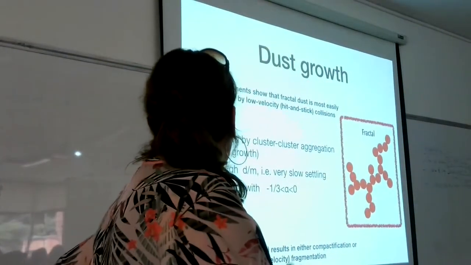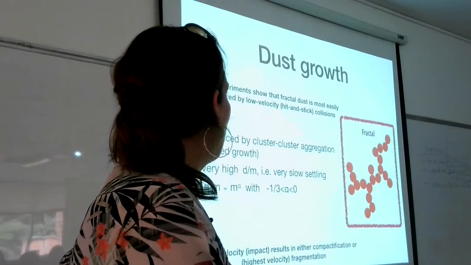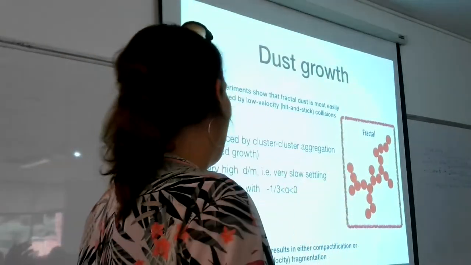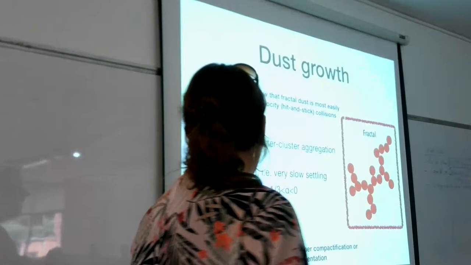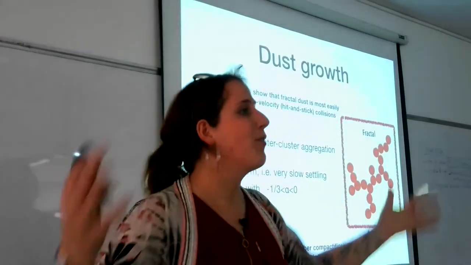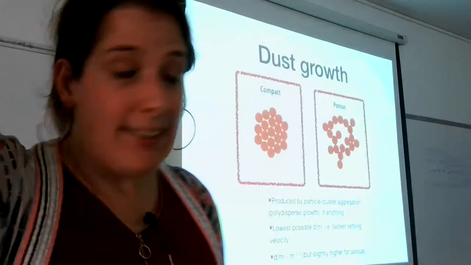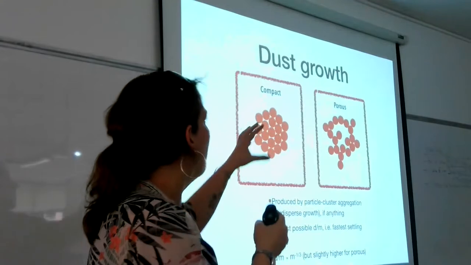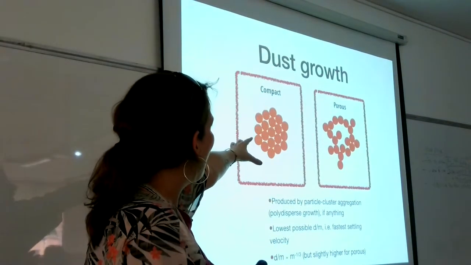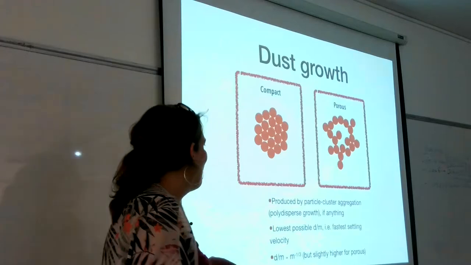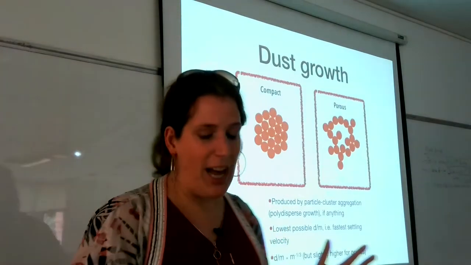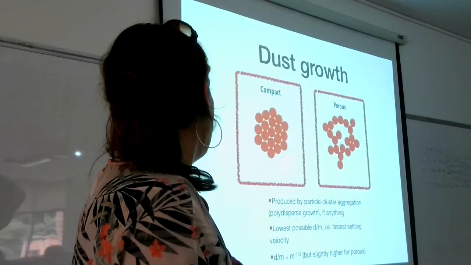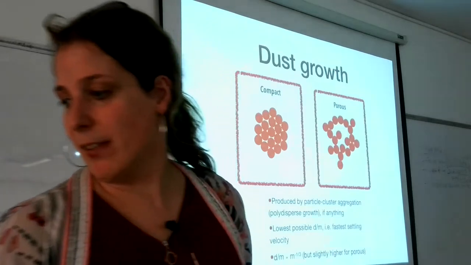However, if you have high velocity collisions between the small grains, it's more likely that the dust grains compactify. Or if you go even higher velocity, they will fragment each other. The other possible outcome is if you have these compact or maybe porous grains, so it's sort of like compact, but then there's still a little bit of a fractal structure. These are more likely to be formed by high velocity collisions. Clearly, their diameter over mass is a little bit lower than for the fractal ones.